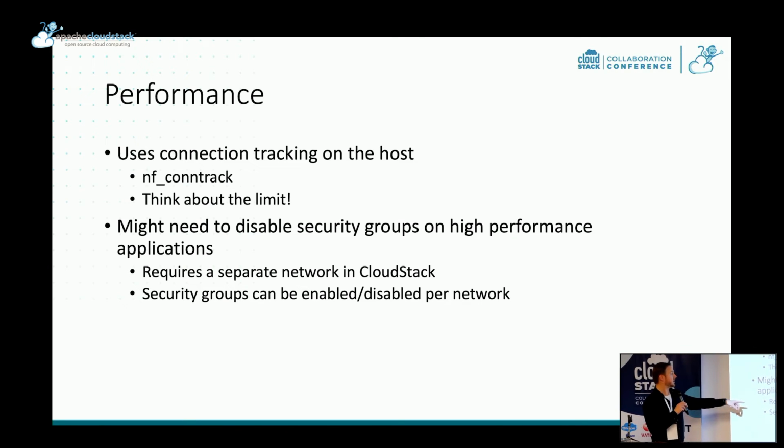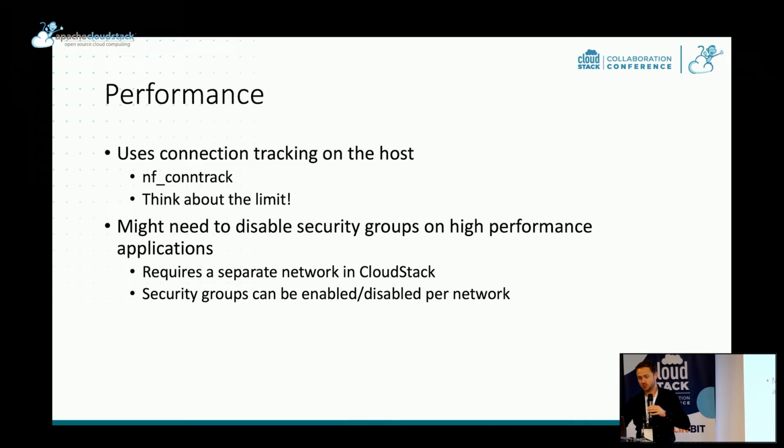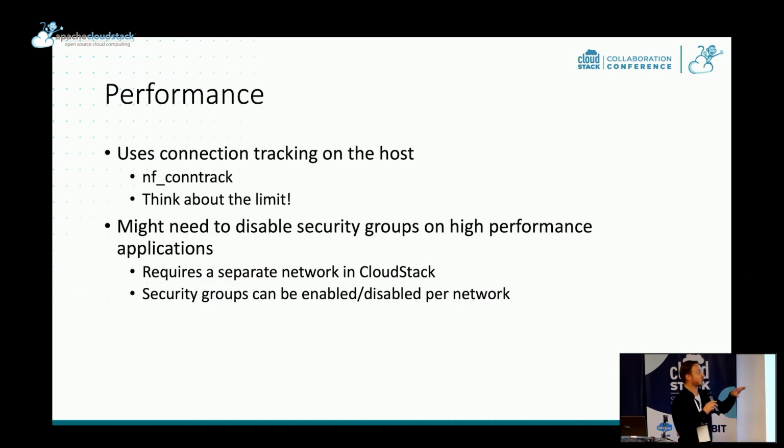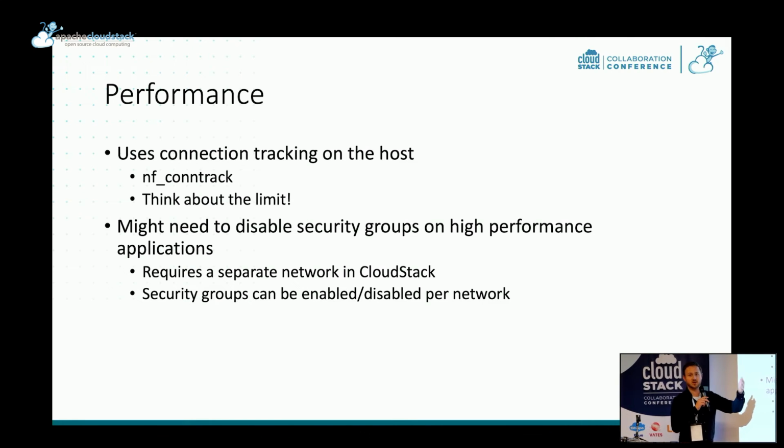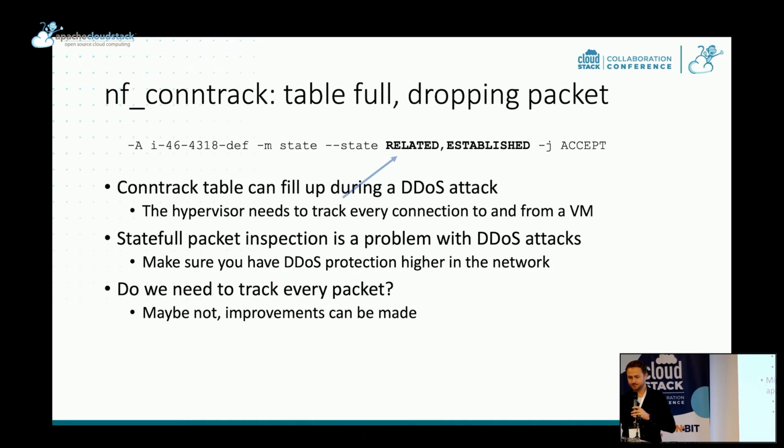It requires a different network, because security groups can be enabled and disabled on a per network basis. So you choose a different service offering for that network, which has security groups enabled or disabled. And then on the hypervisor, if the VM doesn't have any iptables rules, the packet never goes to the connection tracking table. So on the same hypervisor, you can have VMs which have security groups enabled and a network without security groups, and they will flow outside the connection tracking table.